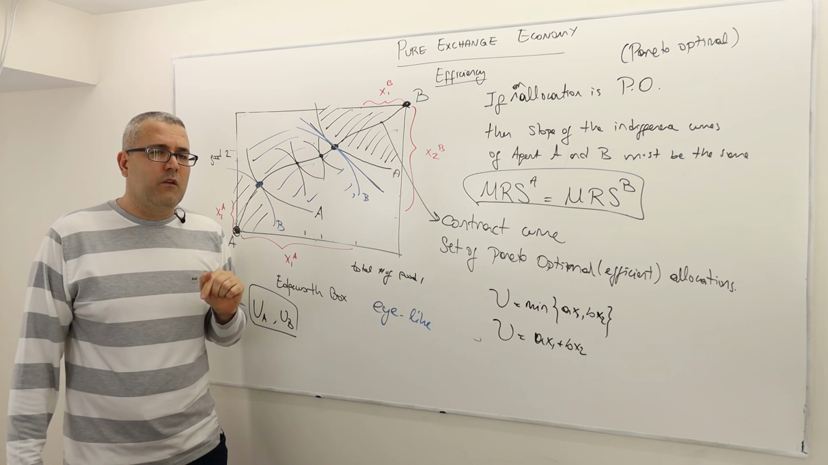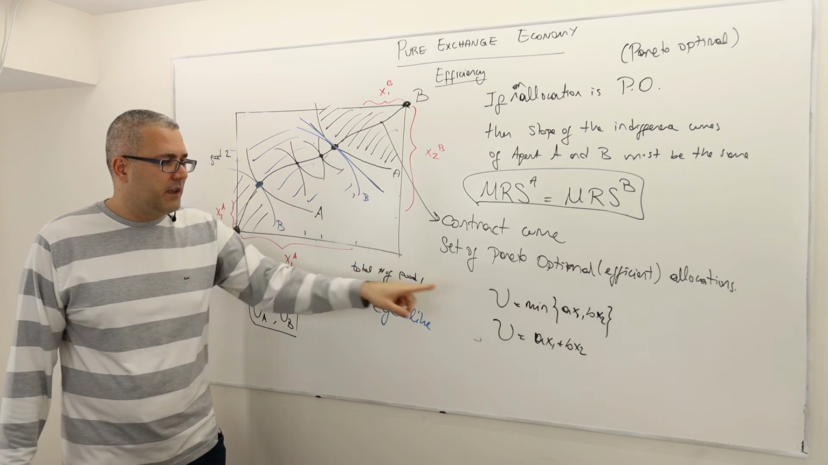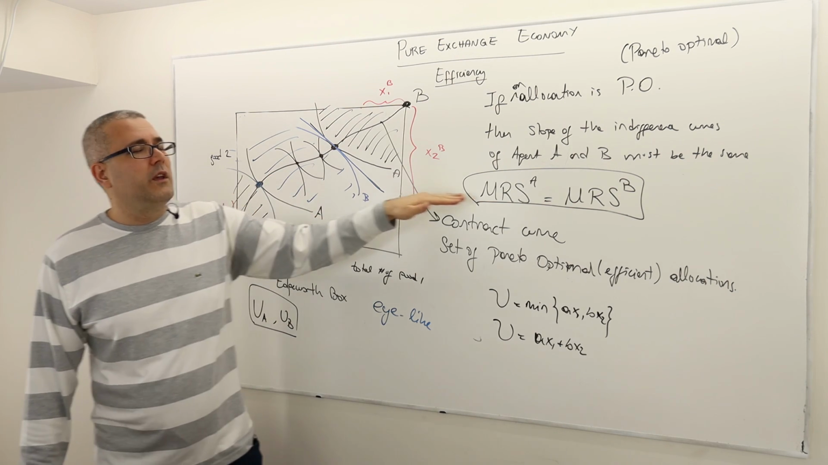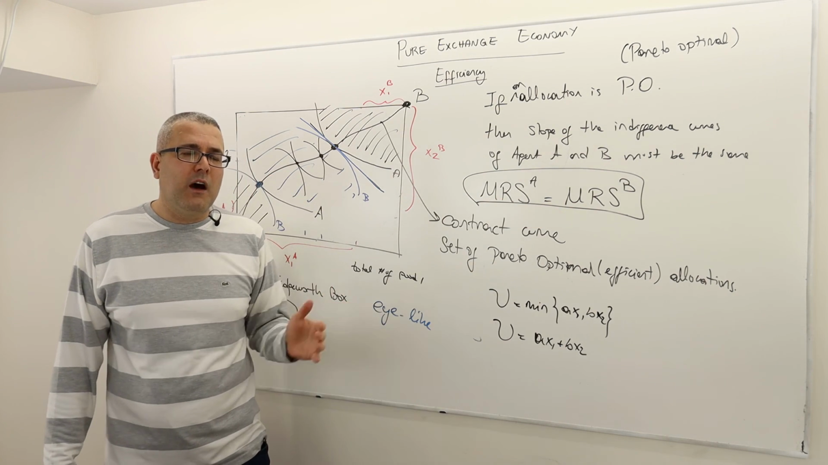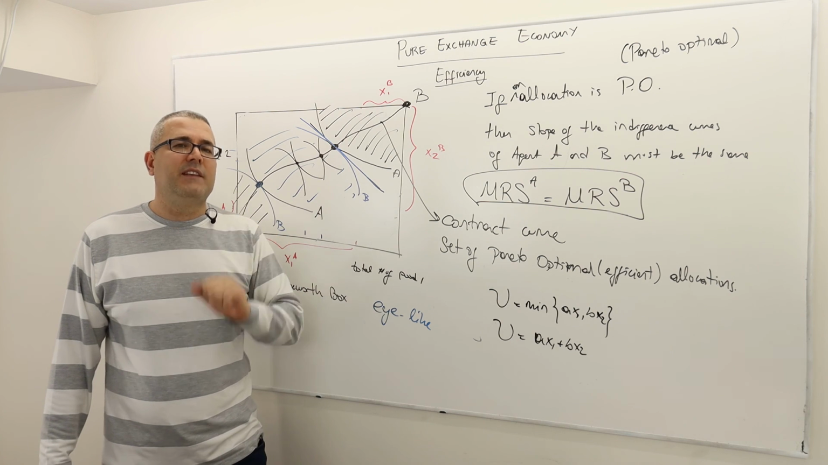Hopefully, I am going to solve an example for this specific case. But otherwise, we can always use this equality to find Pareto efficient allocations. An example is coming up.